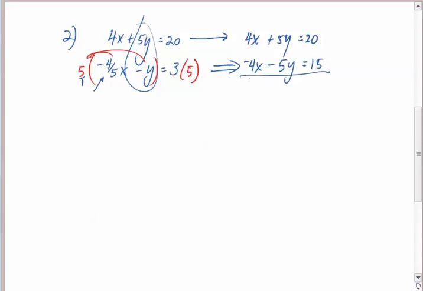So now, let's add the columns. That goes away, and look what happens. I'm just tooling along, doing my own thing, trying to solve this system, and both variables have disappeared. I wasn't trying to do that, but both variables disappeared. So what do I do?